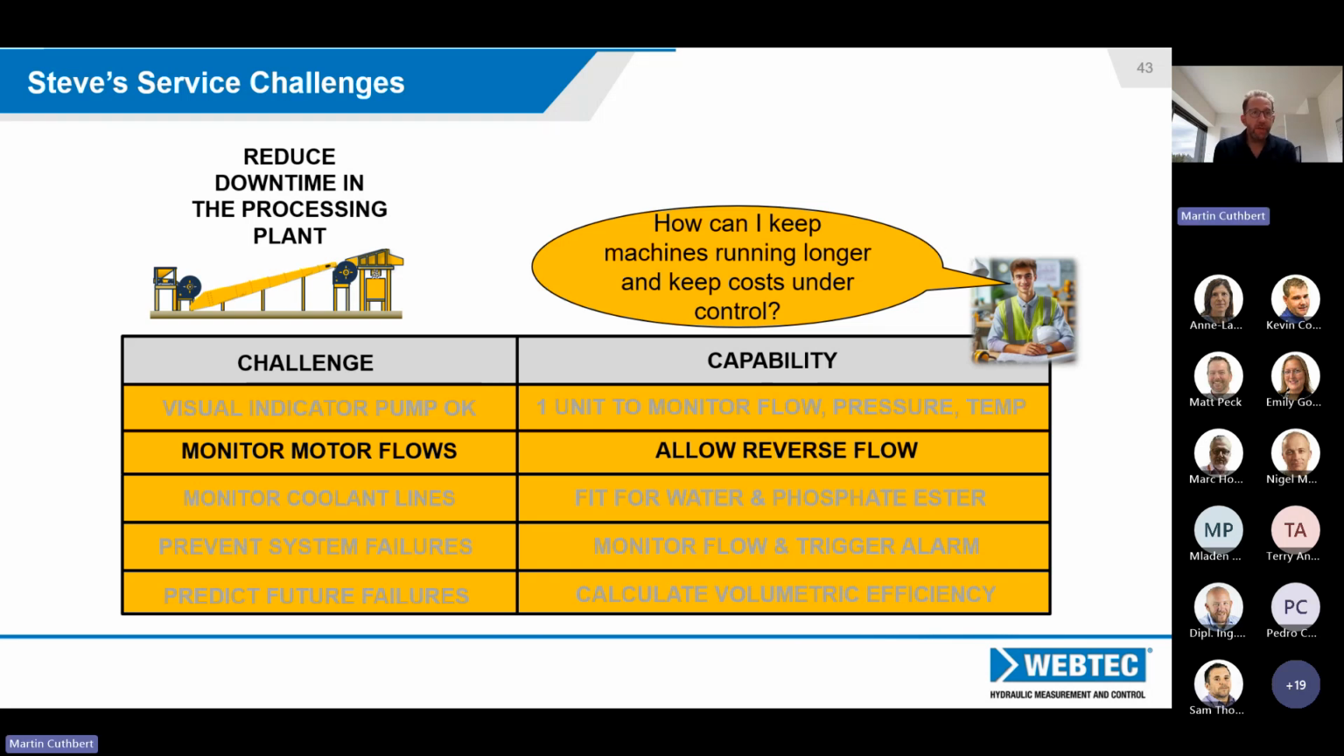Okay, so let's look at the next challenge on Steve's list. So we've talked about the visual indication of the pump. Let's talk about monitoring motor flows.